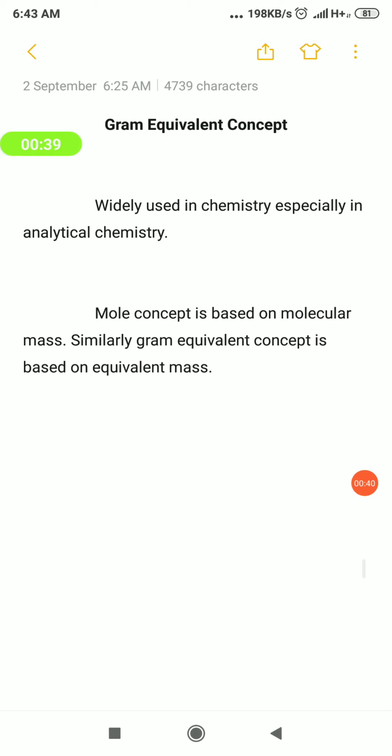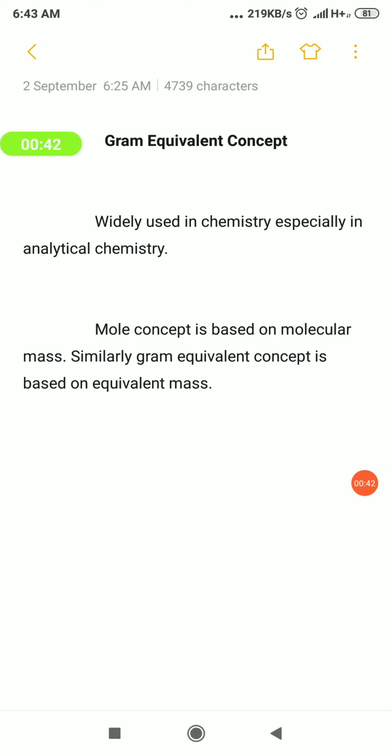When we study about mole concept, it is based on the molecular mass. Without knowing molecular mass, we cannot study about mole concept. Likewise, when we want to study about gram equivalent concept, we must be very familiar with equivalent mass. Is it clear? The mole concept is based on molecular mass, whereas the gram equivalence concept is based on equivalent mass. Let us see this gram equivalence concept.